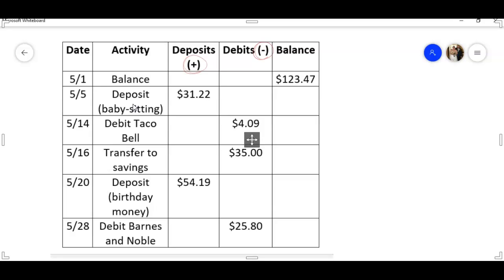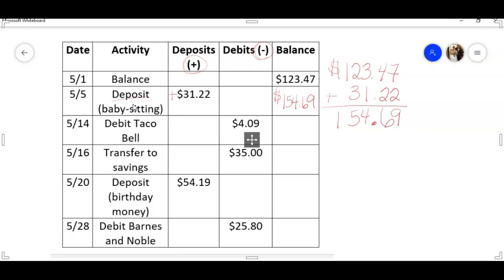So let's first just think about this. He, or she, whoever this might be, has $123.47, okay? On May 5th, oh, look, a deposit. A deposit is adding. So I want to add $31.22 for my babysitting. That would be 9, 6, decimal, 4, 5, and 1. So I need to put that amount right here, $154.69.